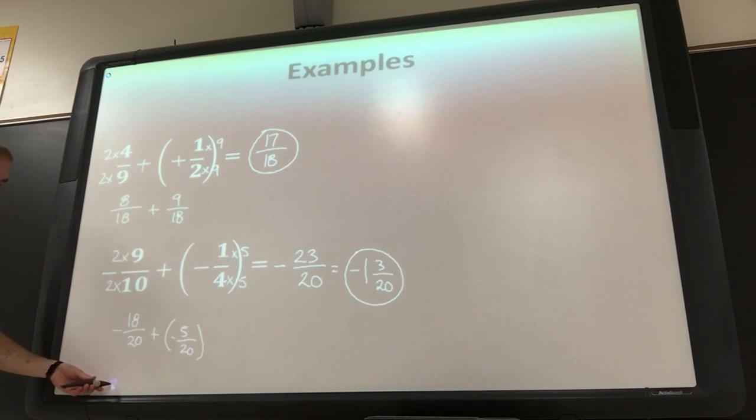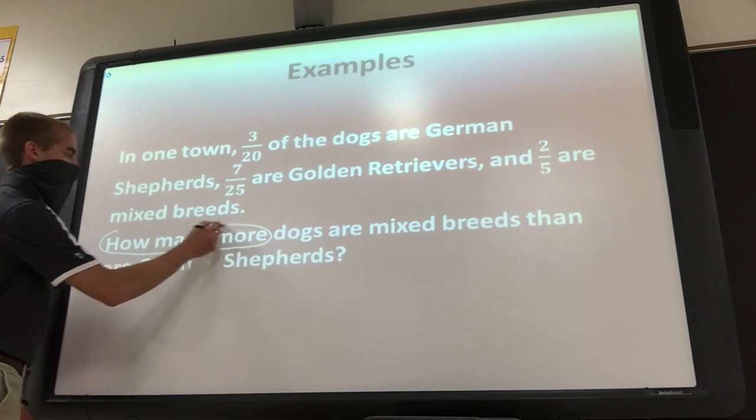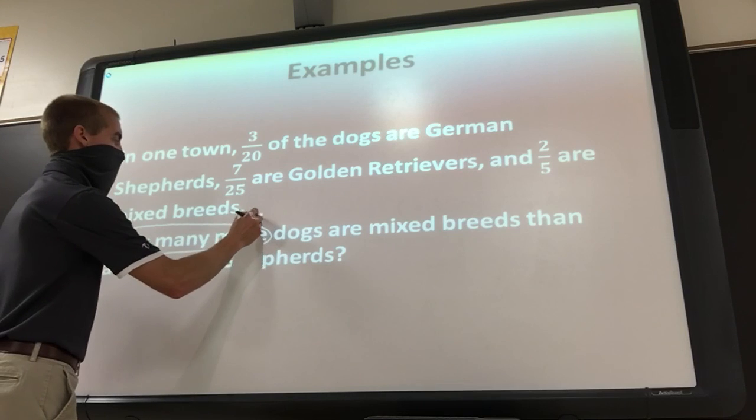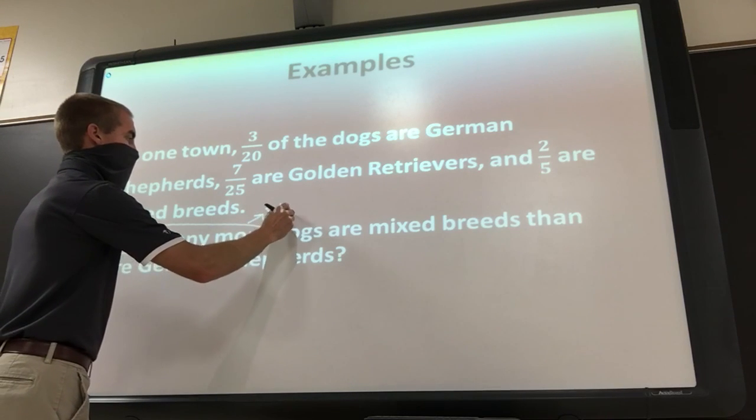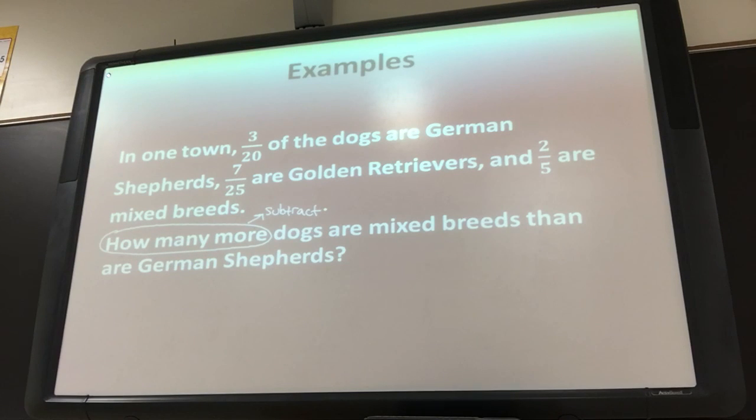All right, so our last one. In one town, 3/20 of the dogs are German Shepherds, 7/25 Golden Retrievers, 2/5 are mixed breeds. How many more dogs are mixed breeds than German Shepherds? There's some key words that we're going to talk about throughout this chapter that help us know what operation to use. The phrase, how many more? It always means to subtract. So the phrase, how many more, means to subtract.